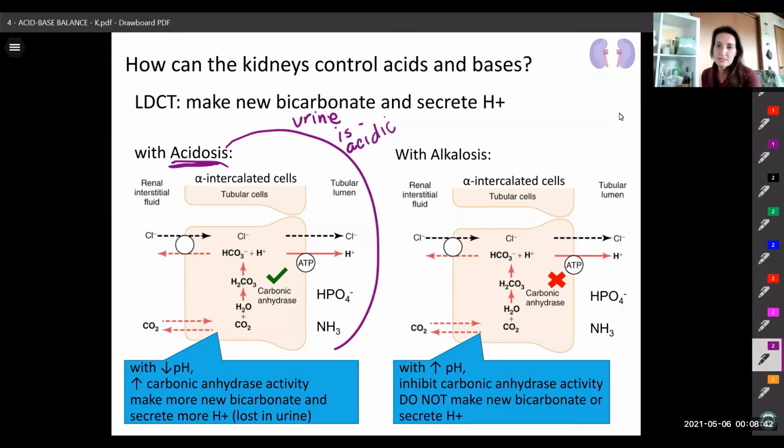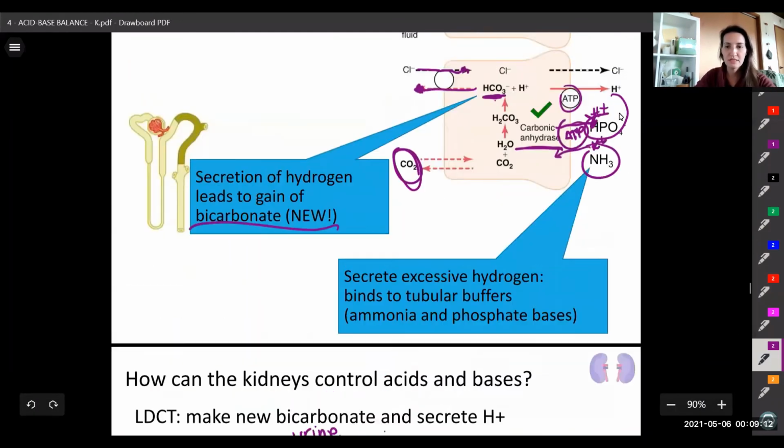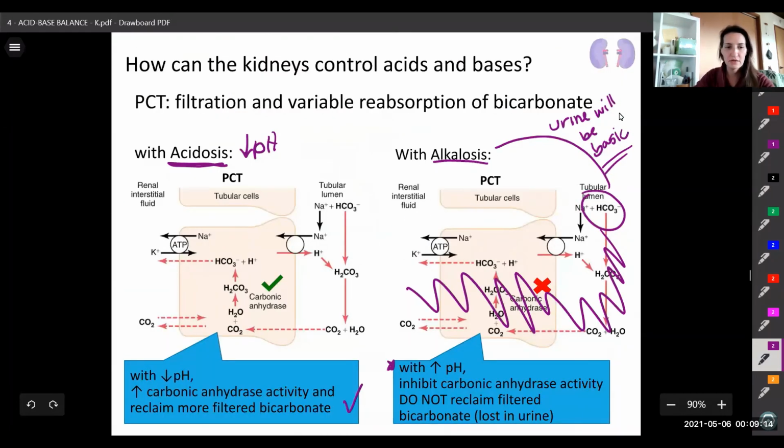For alkalosis, carbonic anhydrase at that high pH is inhibited. With lots of base or a high pH, we don't want to make new base, and we don't want to get rid of hydrogen ions, right? So we don't see these cells making new bicarbonate or secreting hydrogen ions in this process. So the key points here, I would say, to review for each of these is what happens in each of these scenarios with an increase and decrease in pH.